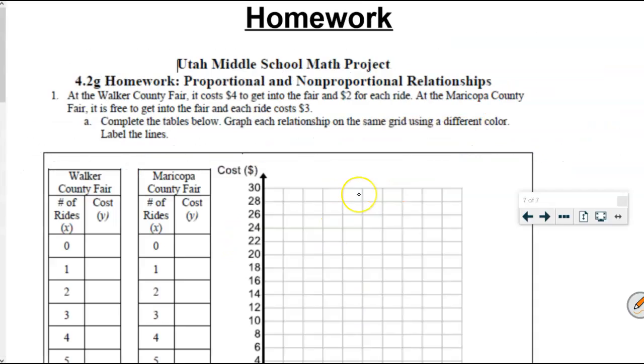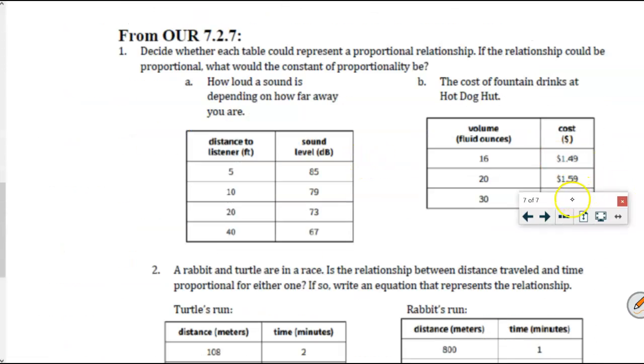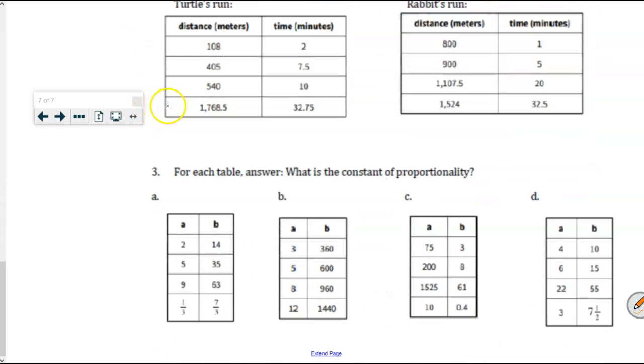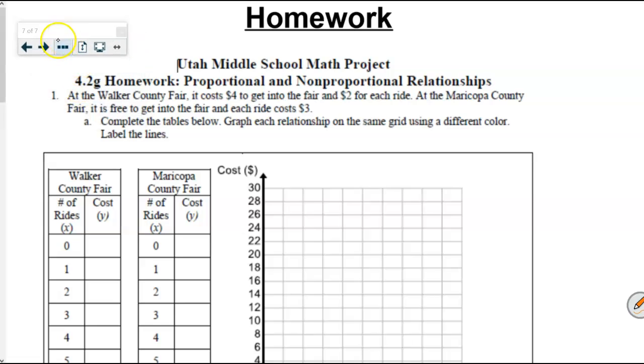That is it for this lesson. Your homework, again, is a combination of 4.2g from Utah Middle School Math Project, and there are some problems from Open Up Resources 727. Okay, so just identifying, given some tables or some graphs, are we looking at a proportional or a non-proportional relationship?